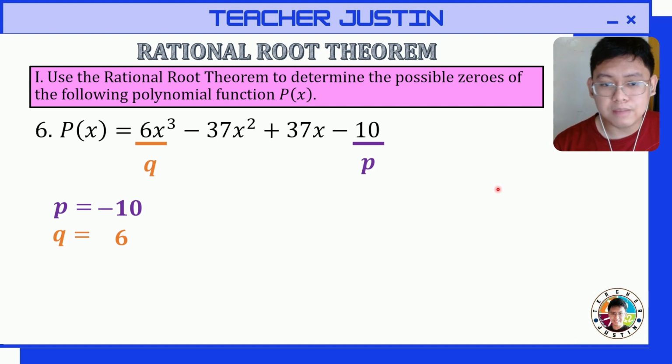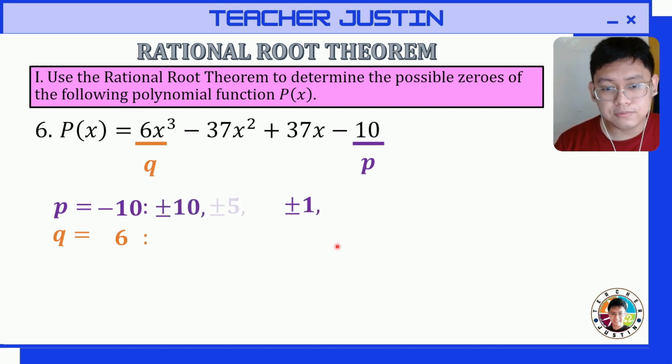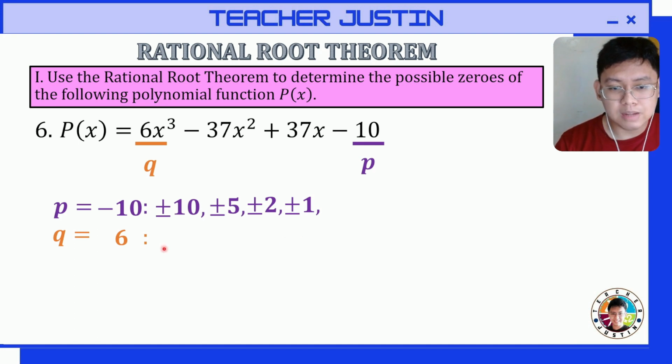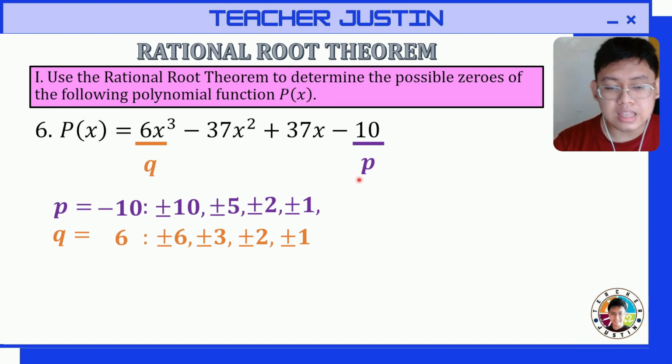Now, after getting the p and q of our polynomial function, ang susunod nating step is for us to factor our p and q. So, start tayo kay p. So, factors ni 10, we have 10 and 1. We have 5 and 2. So, we will just write positive, negative for each factor. Now, kay 6 naman, yung factors ni 6, we have 6 and 1. We have 3 and 2. Ayan. So, kompleto na yung ating factors ni P and ni Q.